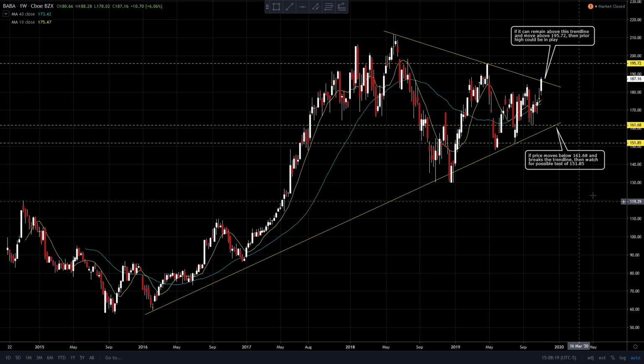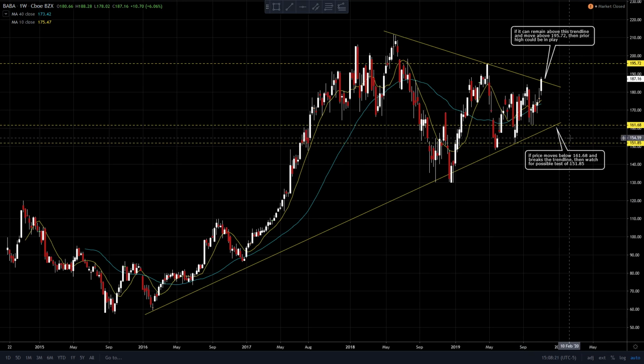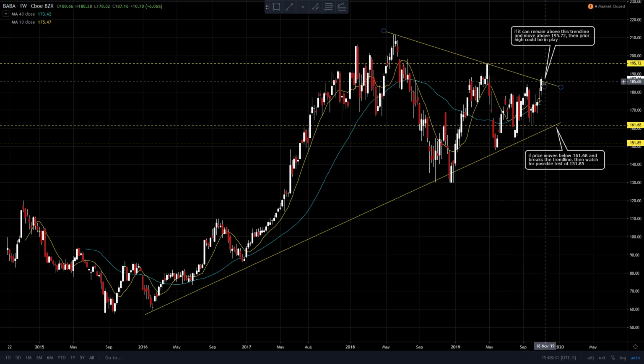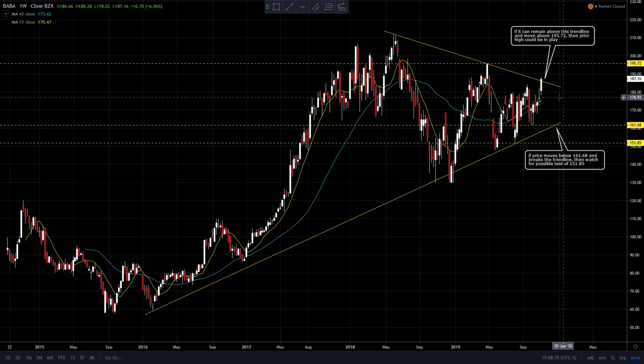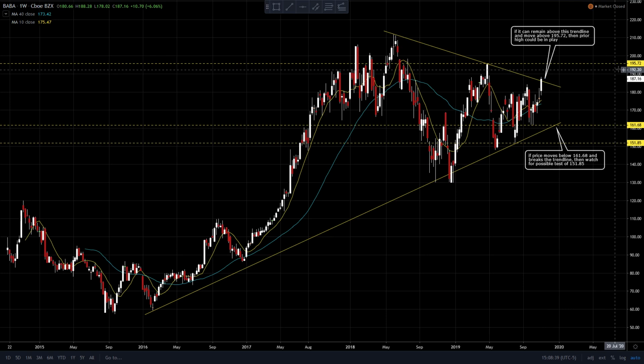And here's Alibaba. Alibaba, the Singles Day is coming up. I think that's next week, 11/11, right? Okay, and that's tomorrow, matter of fact. So it's sort of trying to break out of this trend line here. And one thing is that if we could break out of this trend line, then I'll be looking for a possible move up to this 195.72, this pivot high.